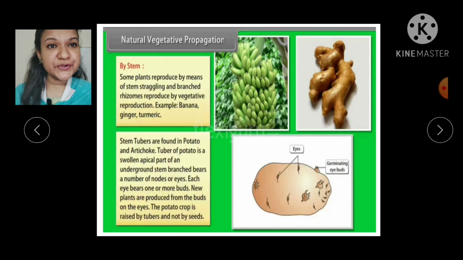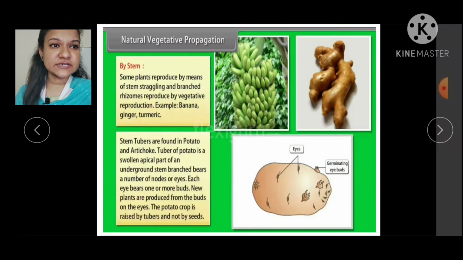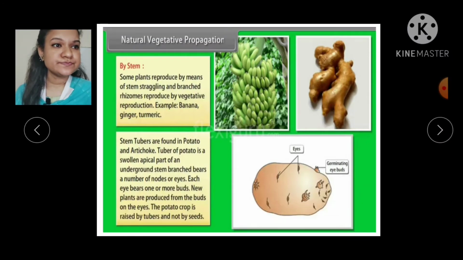Natural vegetative propagation by stem. Some plants reproduce by means of stems; straggling and branched rhizomes reproduce by vegetative reproduction. Examples are banana, ginger, turmeric. They reproduce by stem. Here you can see some pictures of banana, ginger and potato. Stem tubers are found in potato.